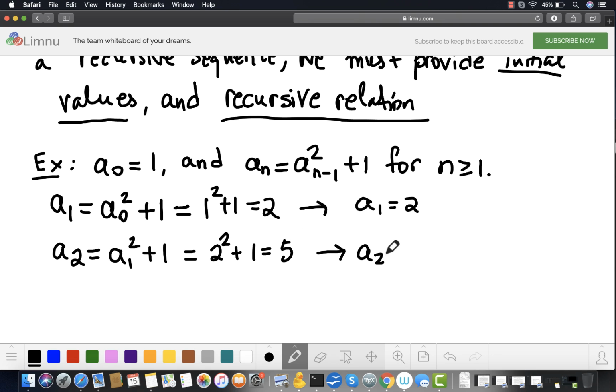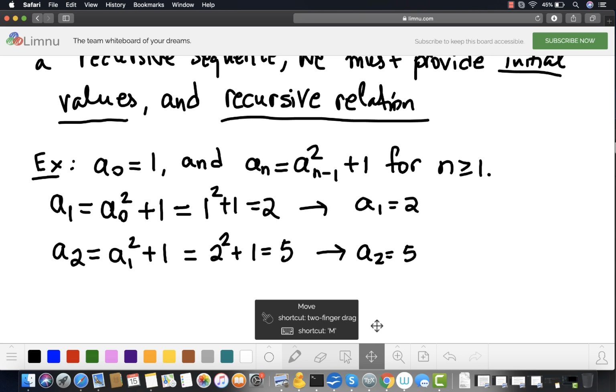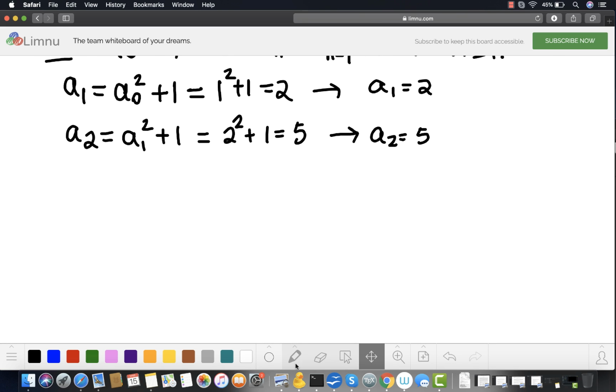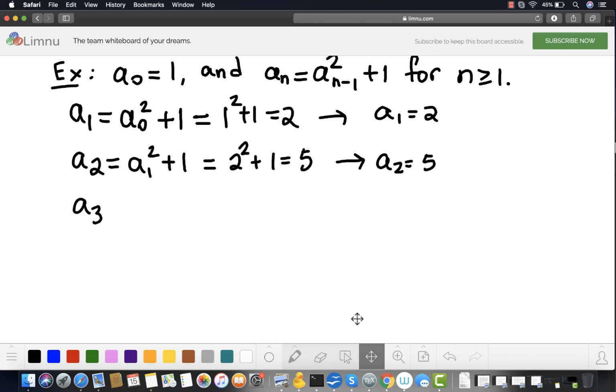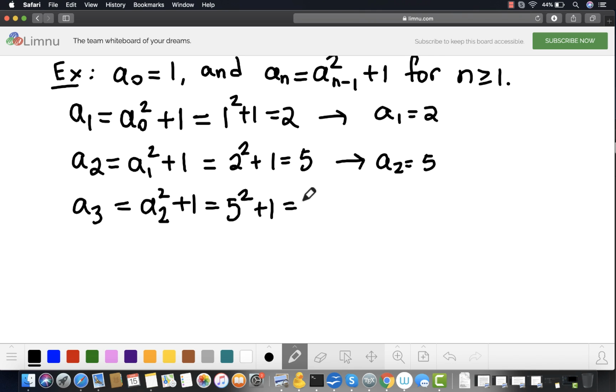So a2 is 5. Let's do a few more terms. If I want to find the fourth term, because we started at a0, which is a sub 3, I plug in n equals 3 into this formula, so I get a sub 2 squared plus 1. Because I have information about a sub 2 already, I know that it's 5. I get 5 squared plus 1, which is 26. That tells me that a sub 3 is 26.